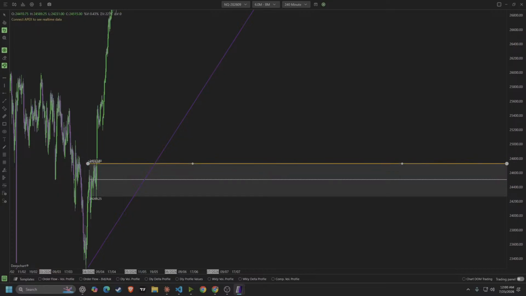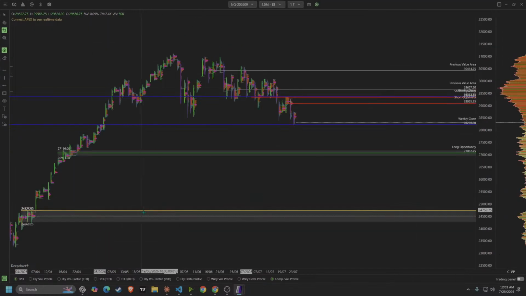Because I put this on, that shouldn't be on the profile chart though. I can't delete it out. Why can't I delete this line? Is it not on this chart? So I'll show you what I'm looking at. It's kind of weird.